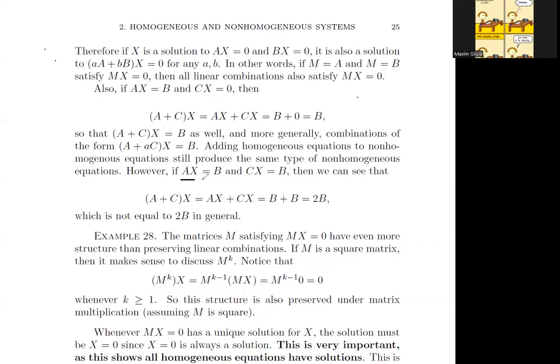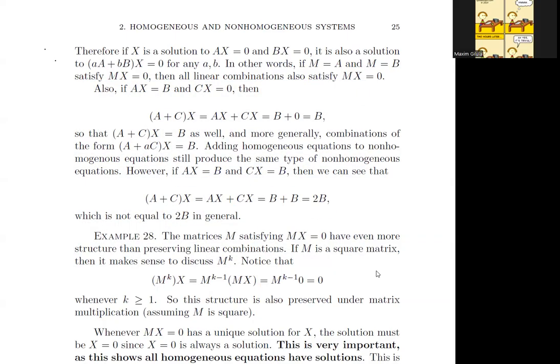But there's a problem if both of them are non-homogeneous, because if I try the same thing, Ax plus Cx will be b plus b, which is 2b, which is not equal to b in general.